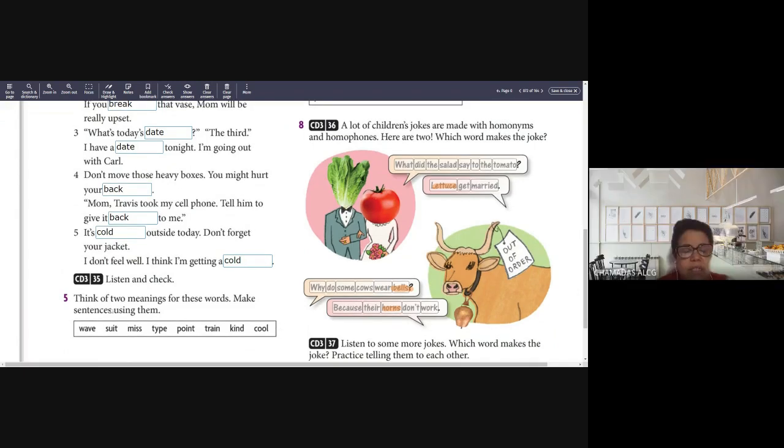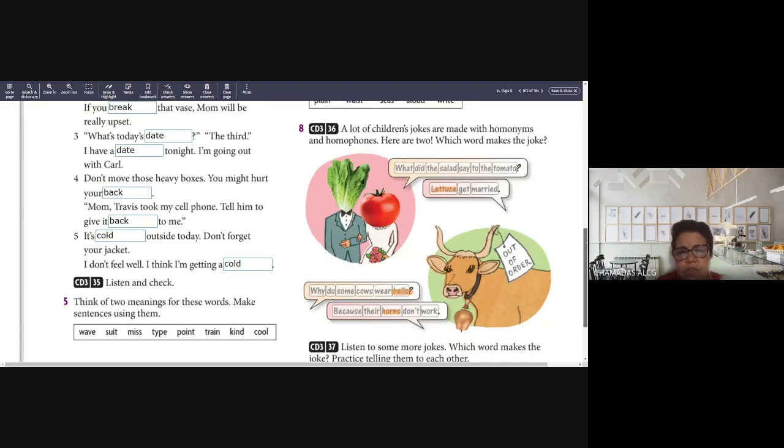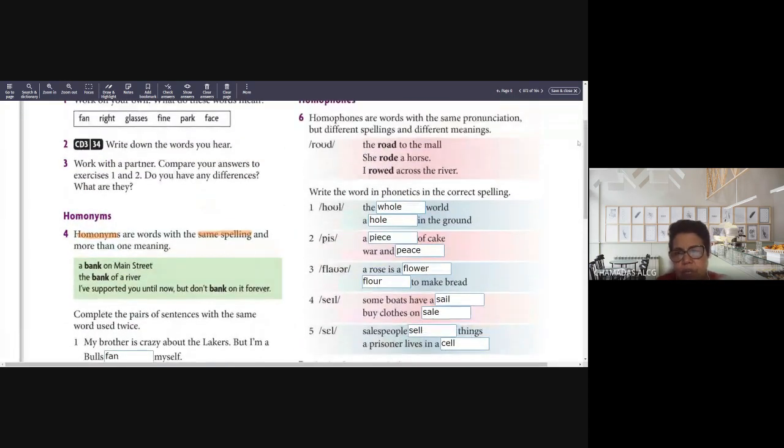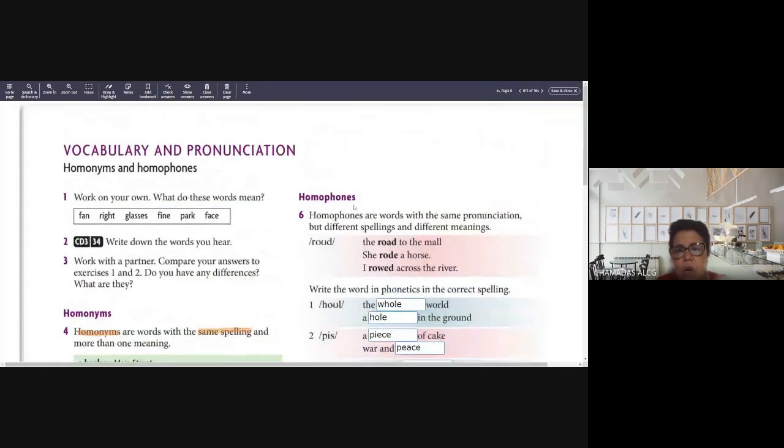So here they want us to think of two meanings for these words, make sentences using them. So we're not going to do that. I just want to show you the last one here so we can close this. These are homophones. Homophones are words that we spell differently, like we saw in the first exercise, okay? Words with the same pronunciation, but different spellings and different meanings.